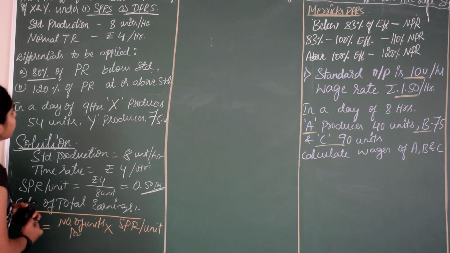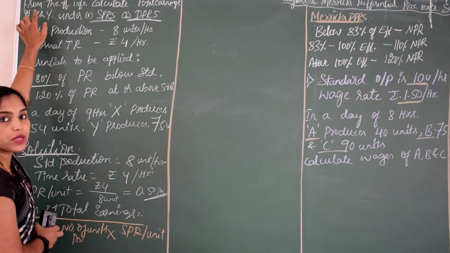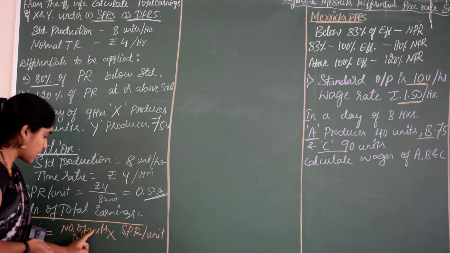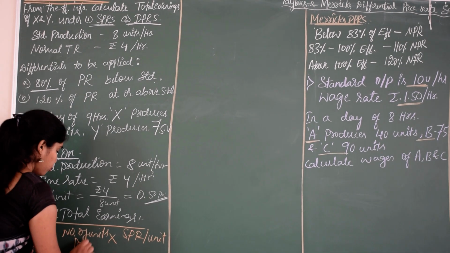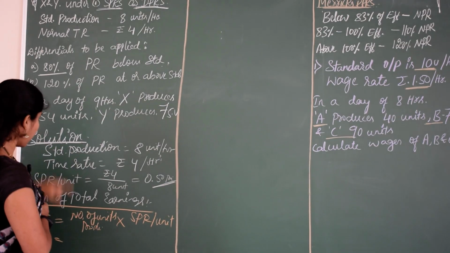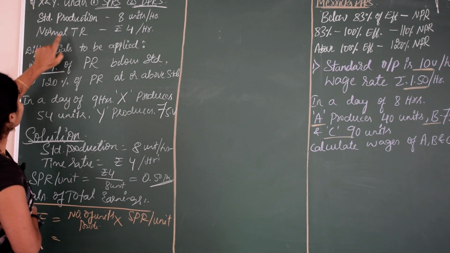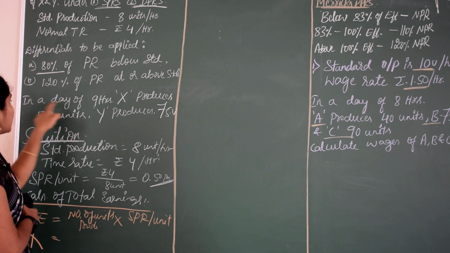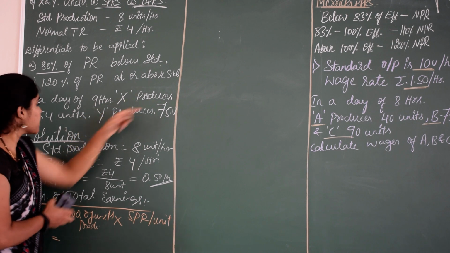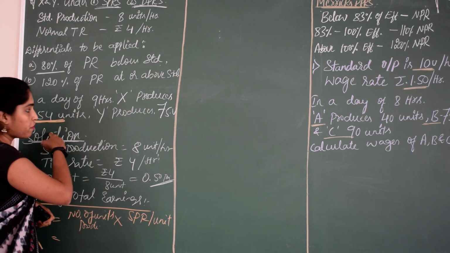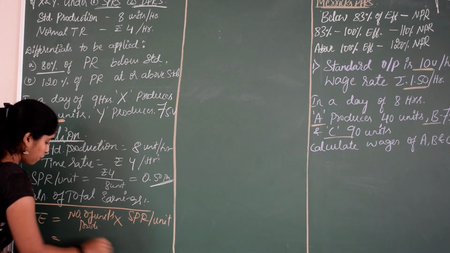So first we will calculate wages for Mr. X. Okay. So Mr. X, see, the formula is number of units produced. So how many units are produced by Mr. X? See here they have given, in a day of 9 hours, X produces 54 units. So X is going to produce 54 units. So take that 54 units.